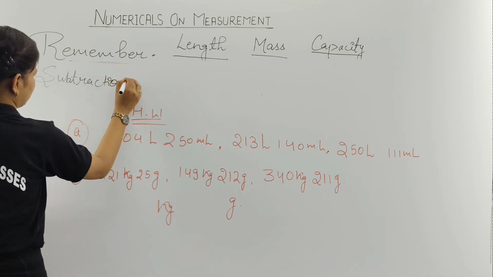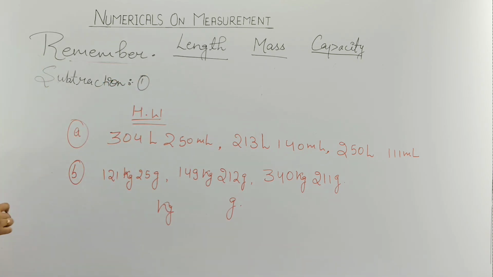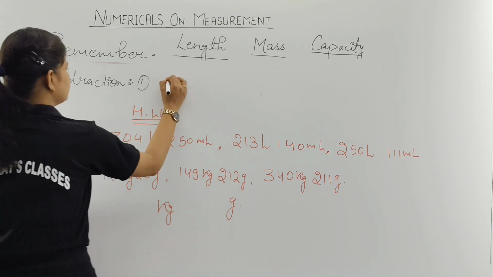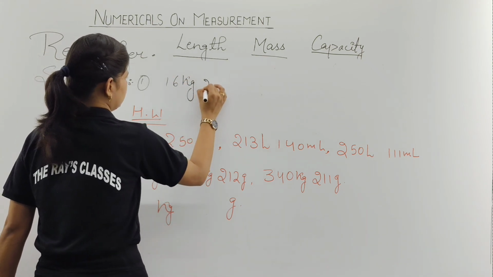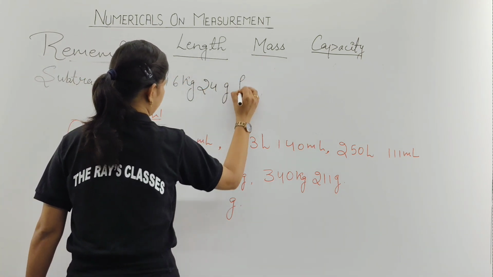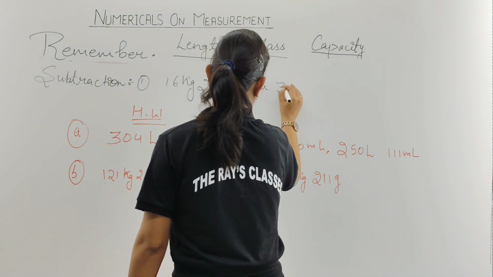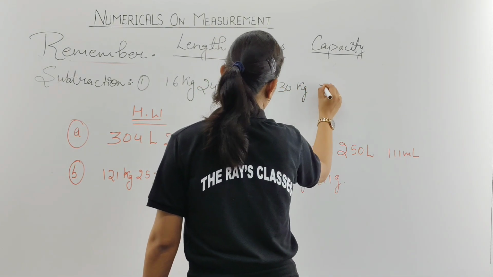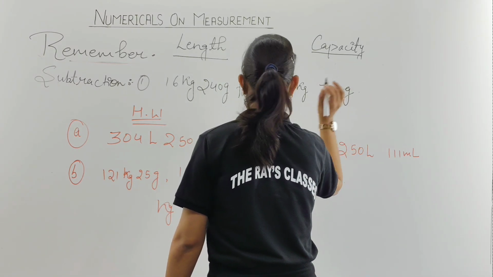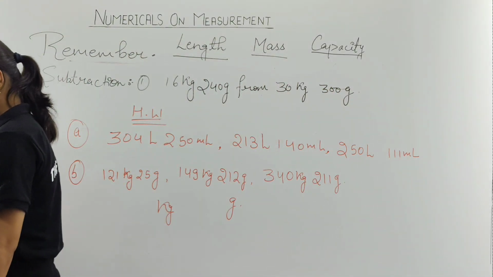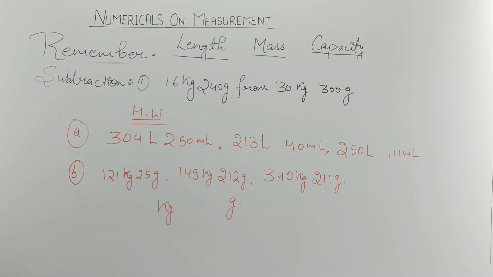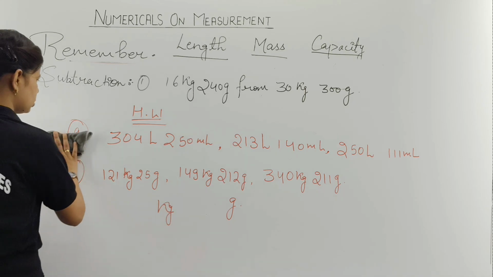And here you have to subtract one number. I think you have taken a note of this one. Your question is 16 kg 240 gram from 30 kg 300 gram. This will be your first question. Clear? So, I'm going to erase this part.